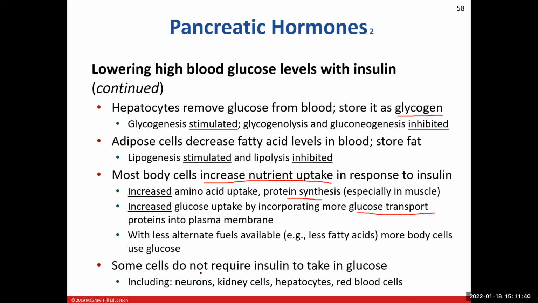And just as an FYI, I always found this to be interesting: some cells don't even need insulin to take in glucose. And of course, this makes complete sense. Neurons, your central nervous system, brain and spinal cord, don't need insulin to take glucose in, because they don't need to be hindered in any way, shape, or form from undergoing metabolism. We'll also see that in the kidneys, in our liver cells, and of course red blood cells.